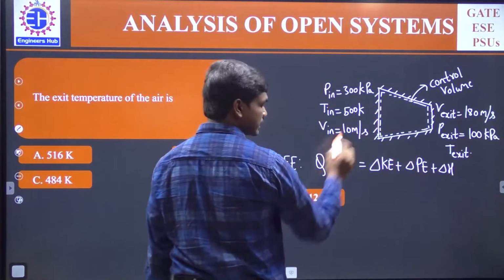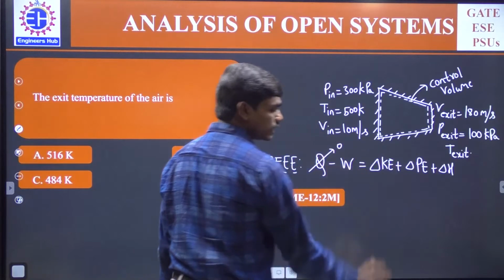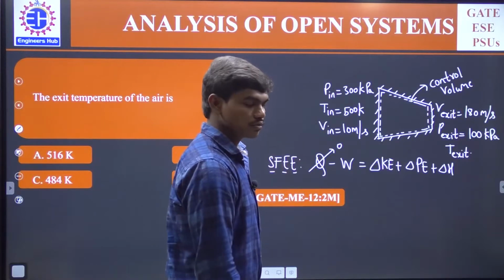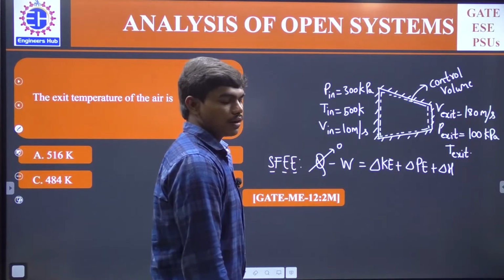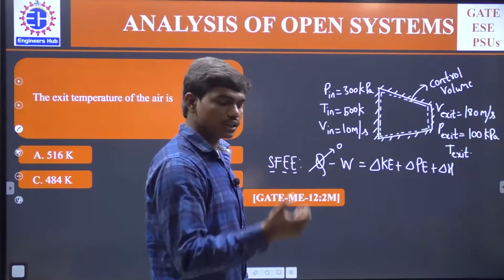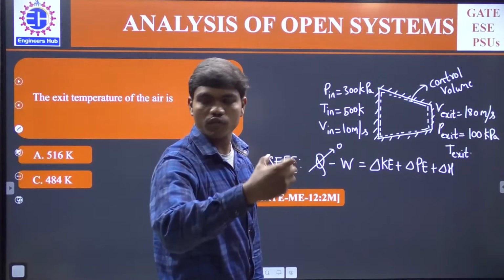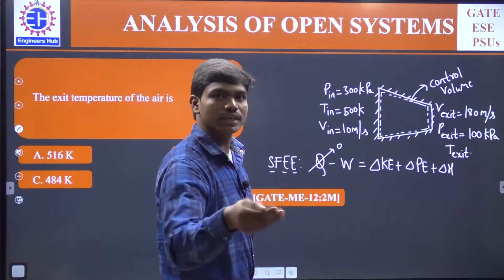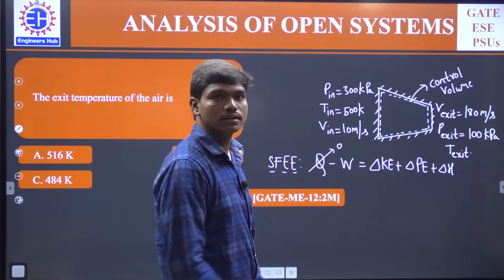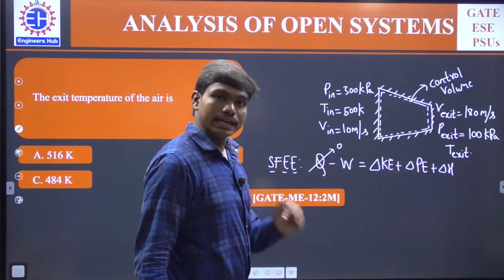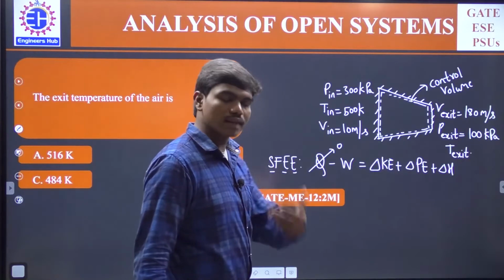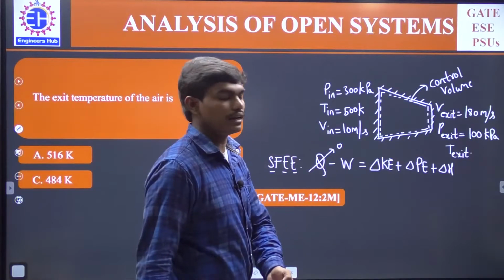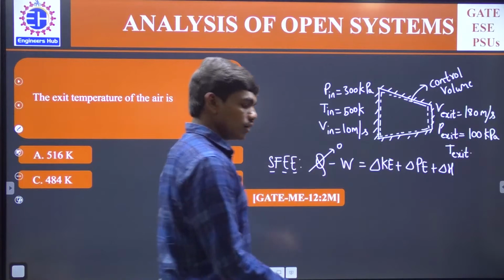Given it's an adiabatic nozzle, 516, Nagasai, tell me one thing. Whenever you are passing your fluid through a nozzle, will the temperature reduce or increase? See, generally a nozzle increases the kinetic energy of the fluid at the expense of the enthalpy of the fluid. If enthalpy is decreasing and kinetic energy is increasing, will the temperature of an ideal gas decrease or increase in general? It should decrease, because the enthalpy of an ideal gas is directly proportional to its temperature. So if enthalpy is decreasing, temperature should definitely decrease, and 516 is more than 500.